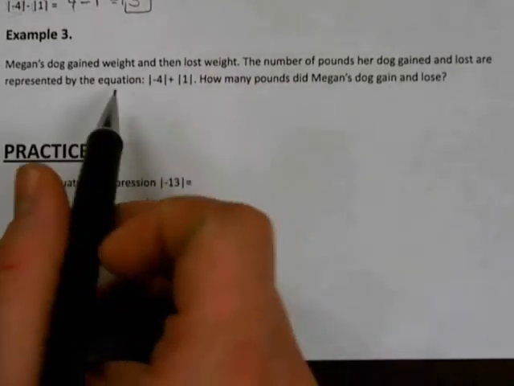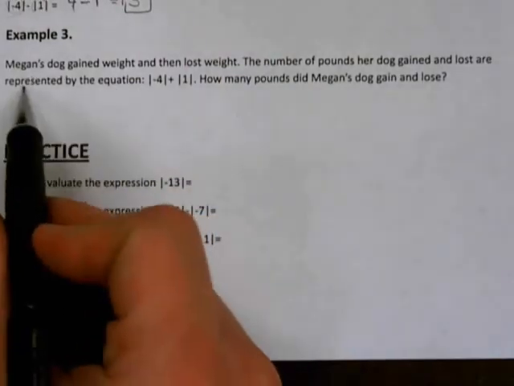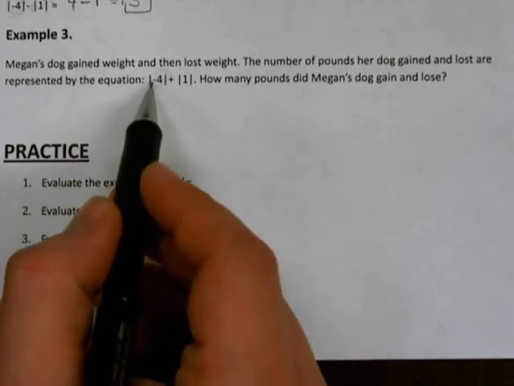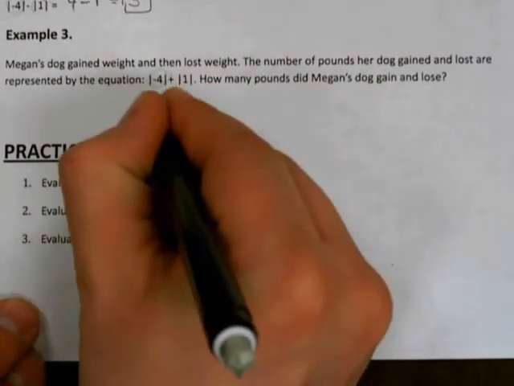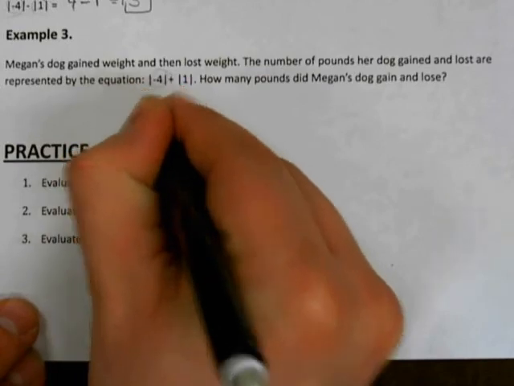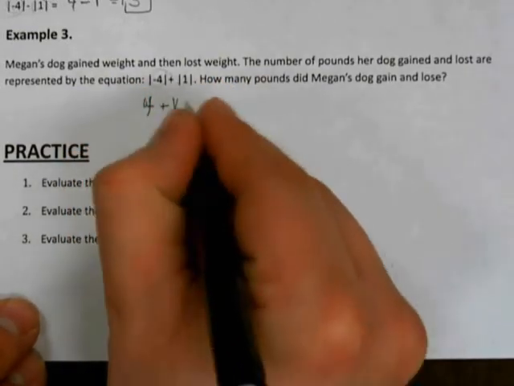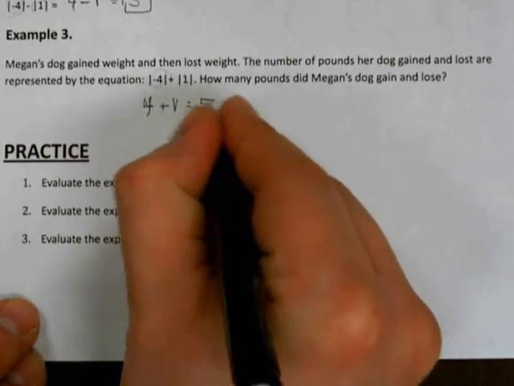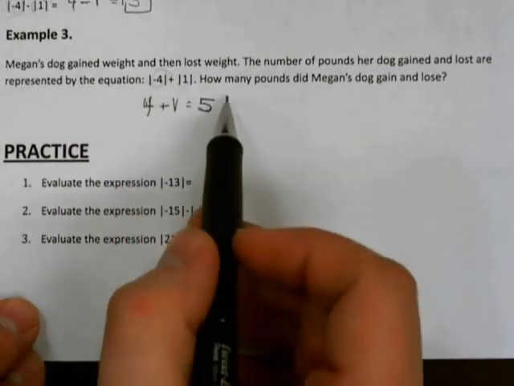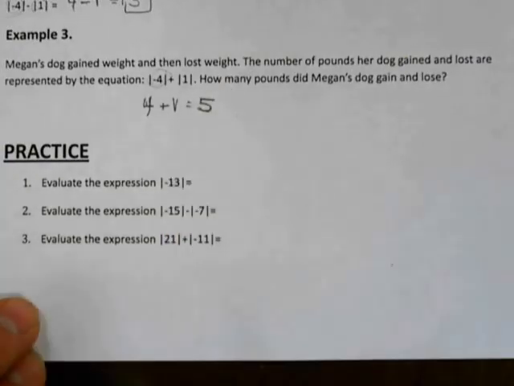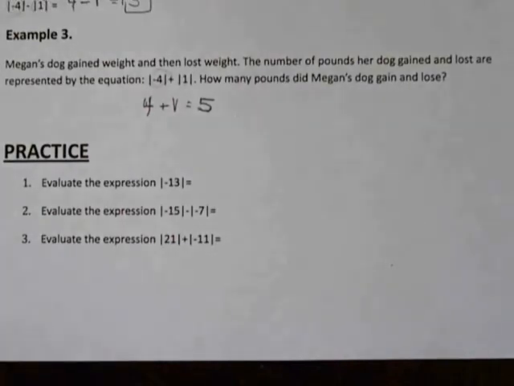This is a lot like the last example, but we first need to write everything individually outside of the absolute value bar. So the absolute value of negative 4 is a positive 4. And then we're adding the absolute value of 1, which is just 1. And so what that means is 4 plus 1 equals 5. That Megan's dog ended up gaining or losing a total of 5 pounds. She fluctuated 5 complete pounds whenever they were weighing the dog.